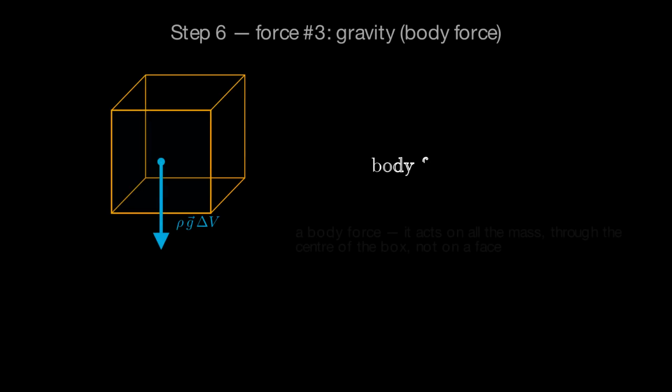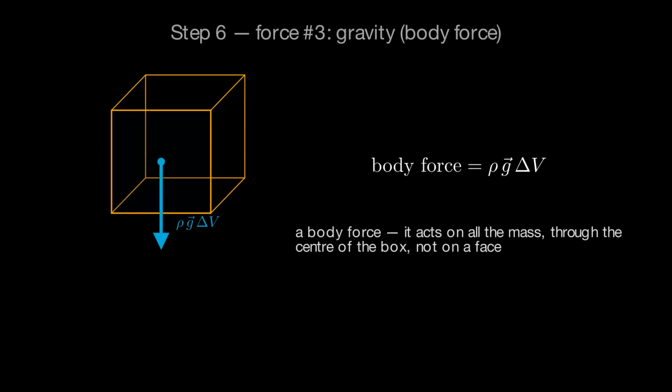The last force is the simplest. Gravity is a body force. It pulls on all the mass in the box at once, acting through the center. Density times g times the volume.